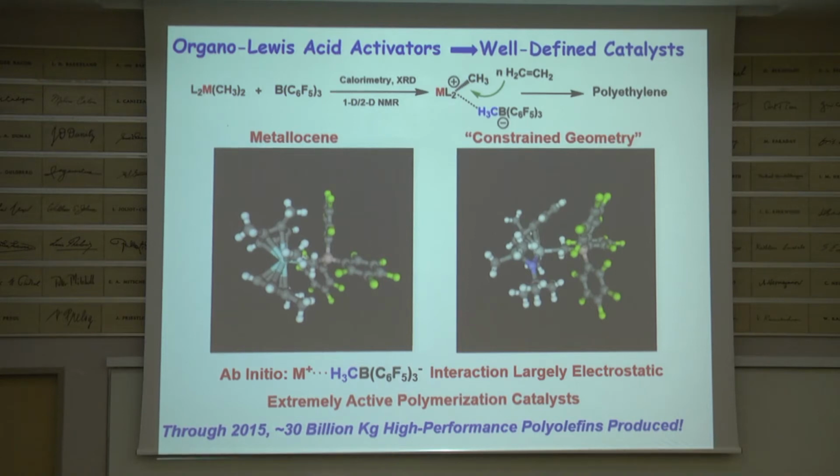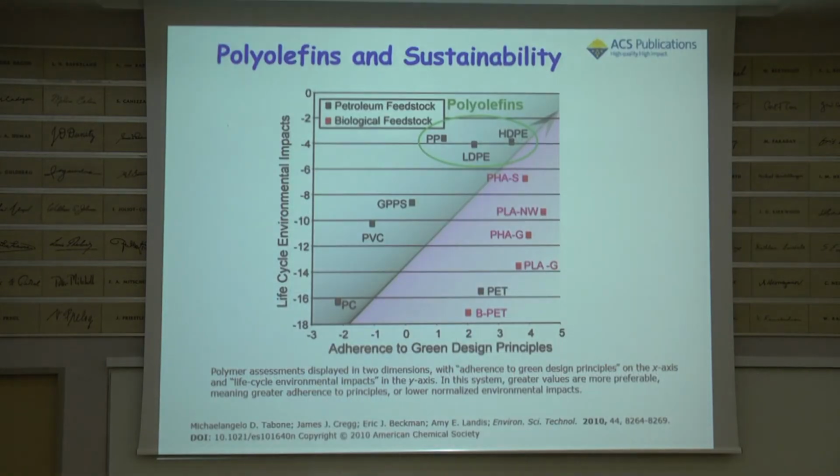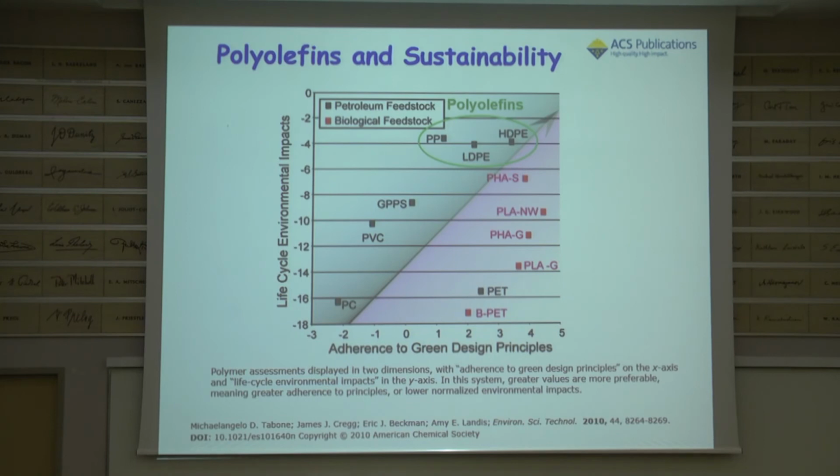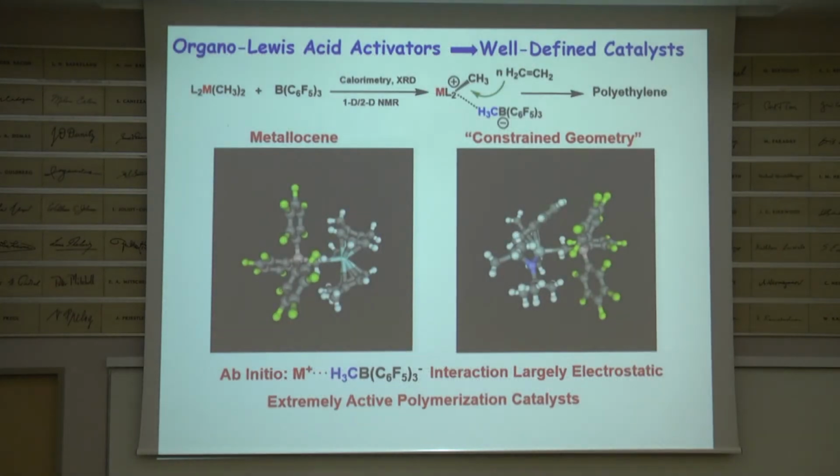So we partnered with Dow, and through 2015, this chemistry has produced about 30 billion kilograms of high-performance polyolefins. That's about $100 billion in sales. And what's so important is we don't want to just make straight chains. We want to be able to introduce structures like this. And how do you do that? And now we're going to talk about the finesses of changing from a linear polymer to other structures.